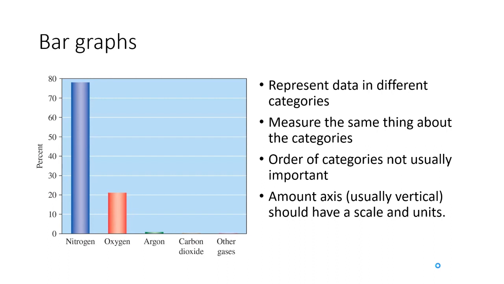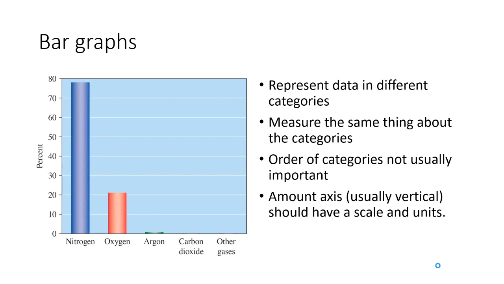So bar graphs are going to represent data in categories. We need to be measuring the same thing about those categories. So in this case, it's the percent, but I don't want to be measuring, let's say, grams of one chemical, and then for another chemical, instead of grams, I'm measuring concentration. I'm measuring parts per million. I want to measure the same thing for each one.